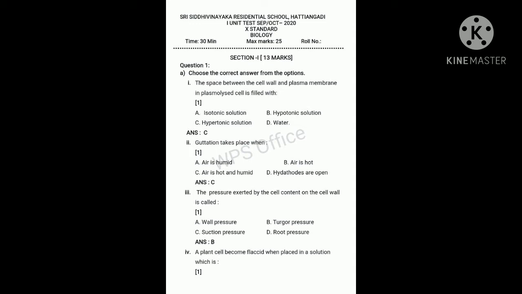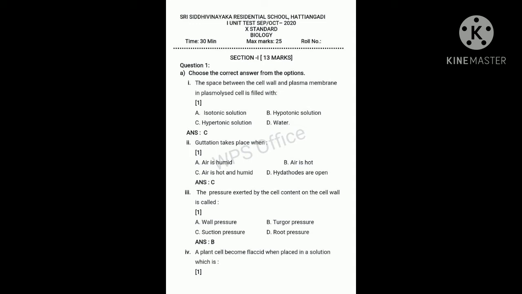Next, guttation takes place when, answer is C, air is hot and humid. When the air is hot and humid, in that condition we can see the guttation process. Next, the pressure exerted by the cell content on the cell wall is called Turgor pressure. The Turgor pressure is the pressure exerted by the cell content on the cell wall.